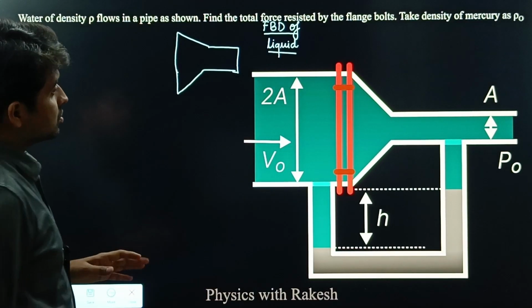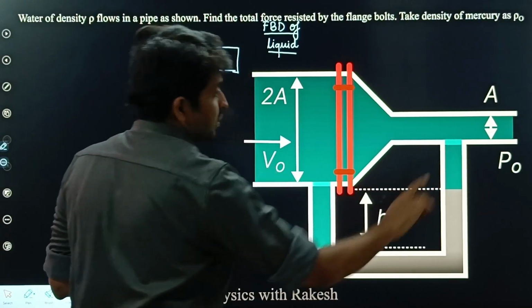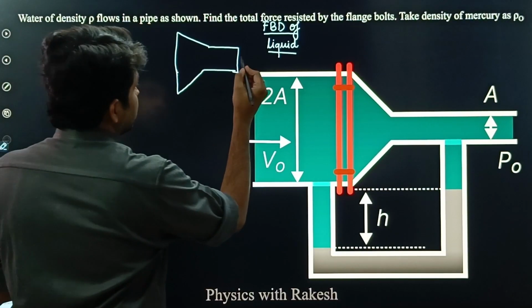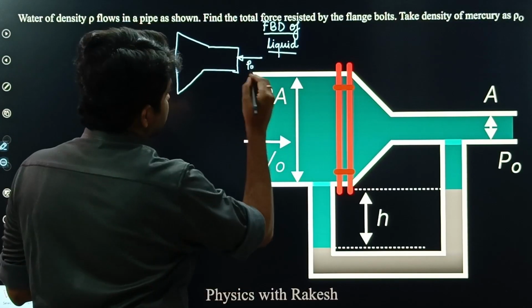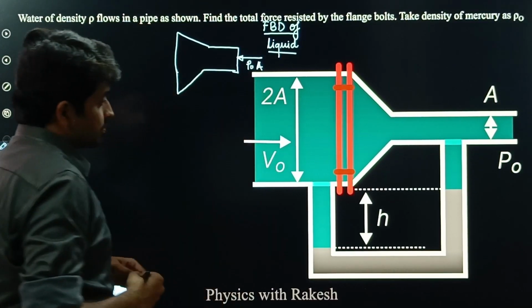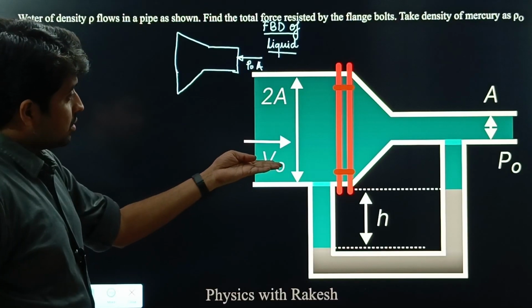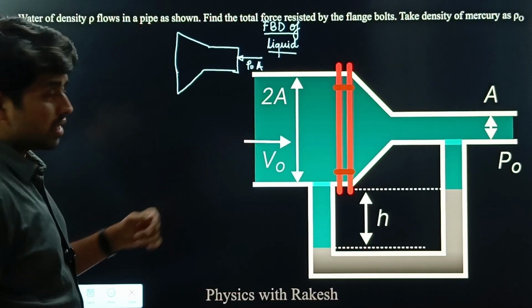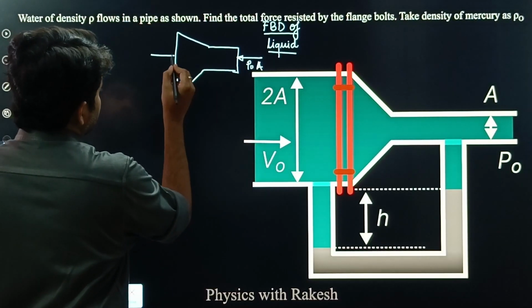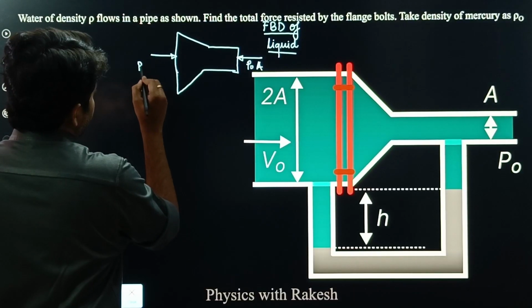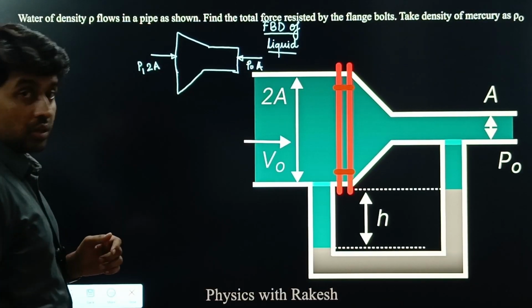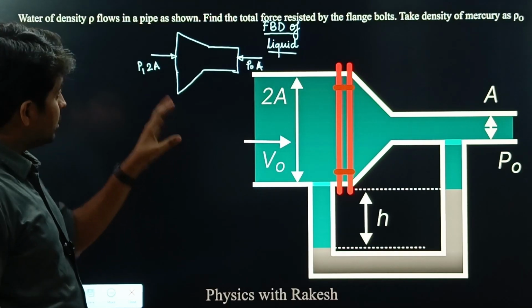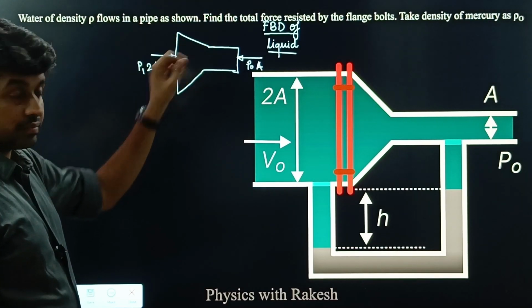Now, suppose here the pressure is P naught. So what is the force here? P naught into area, which is A. And what is the pressure here? It is not given, so let us say here the pressure is some P1. Area is 2A, so P1 into 2A. So these are the forces by the outside on this part of the liquid.